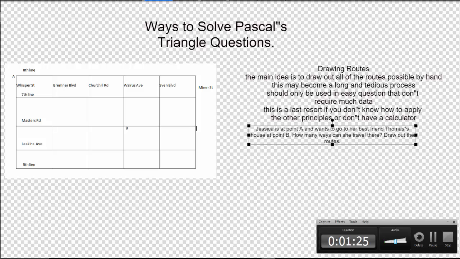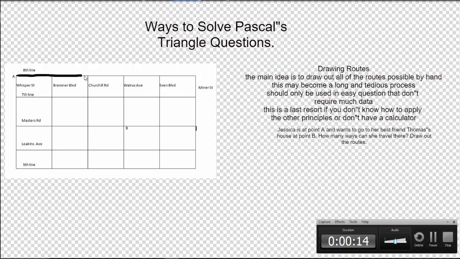An example question would be: Jessica is at point A and wants to go to her best friend's house, Thomas, at point B. How many ways can she travel there? Draw out all the possible routes. Jessica is at 8th Line and Whisper Street, and Thomas is at Walrus Avenue and Masters Road. To do this question, I'm going to use the drawing routes method.